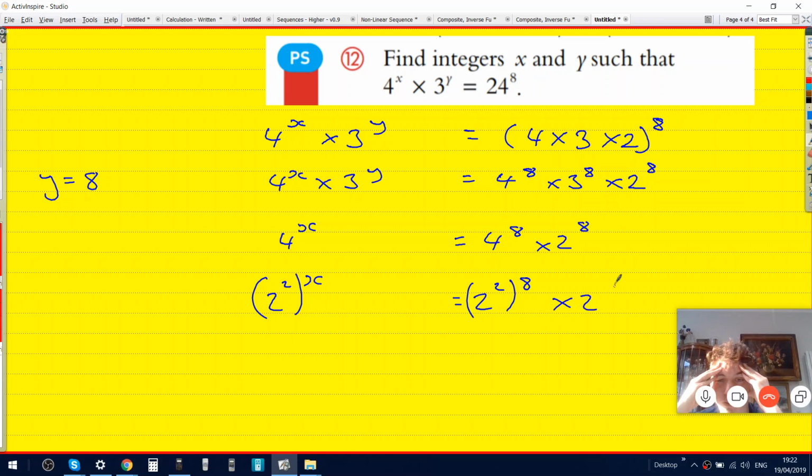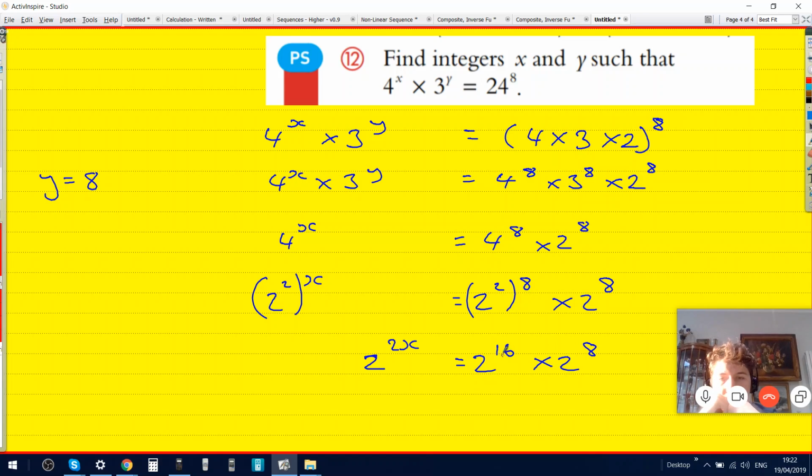Okay, and can you simplify 2 to the 2 to the 8? 2 to the 16. Yeah. Okay, times 2 to the 8 is... How about this one? 2 to the 2x. Yeah. Oh, and then you eliminate the base. So you eliminate the 2, so you get 2x equals 16 times 8.